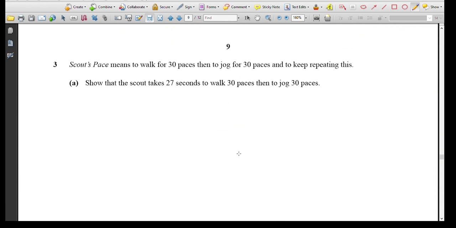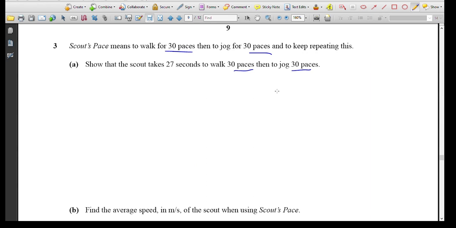Or you can even write that answer as 33.3. Next, scout pace means to walk for 30 paces. So first they have to walk for 30 paces, then jog for 30 paces, and keep repeating this. So they are going to repeat this 30 paces of walk and 30 paces of jog. Show that the scout takes 27 seconds to walk 30 paces and then jog 30 paces. So they are saying the time is 27. That's what we have to prove here.